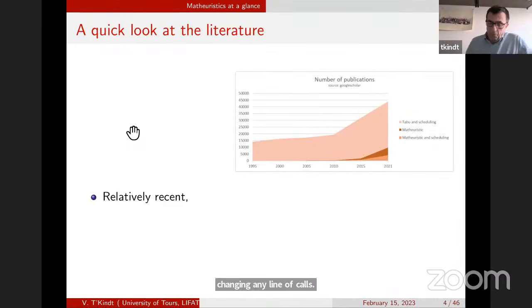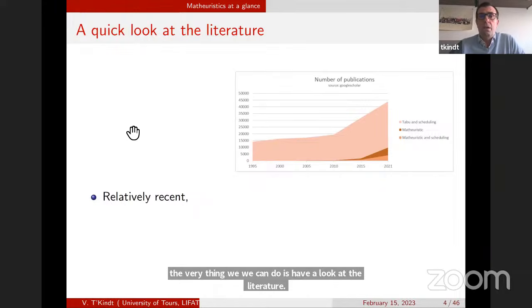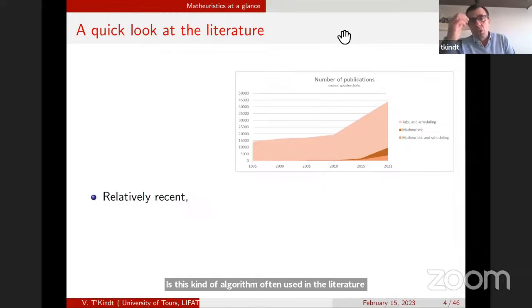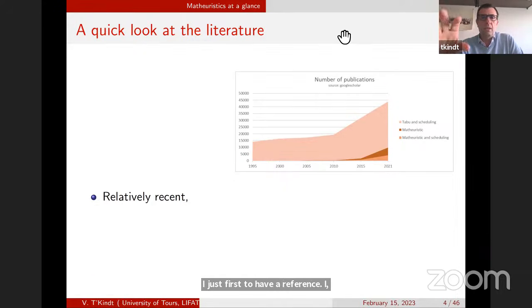The first thing we can do is have a look at the literature. Is this kind of algorithm often used so far? To answer this question, I just searched some keywords on Google Scholar. First, to have a reference, I searched the keywords taboo and scheduling. As you can see on the chart, there are tons of answers, almost 45,000 papers. Then I searched just the keyword Matheuristics, and you can see there are really few papers by comparison to taboo and scheduling.